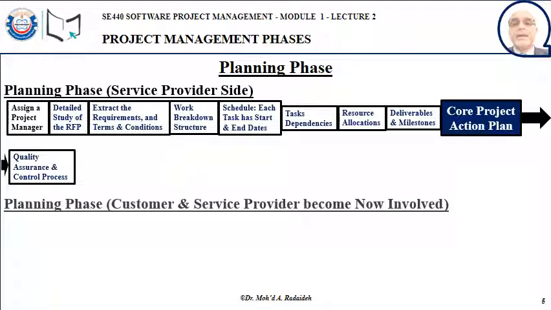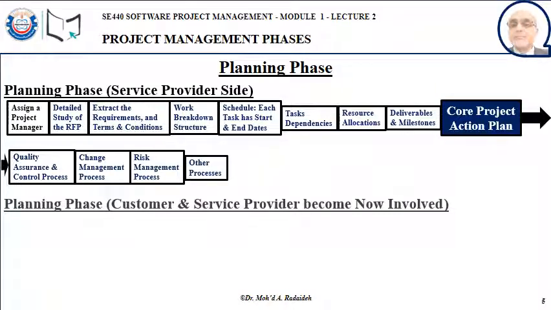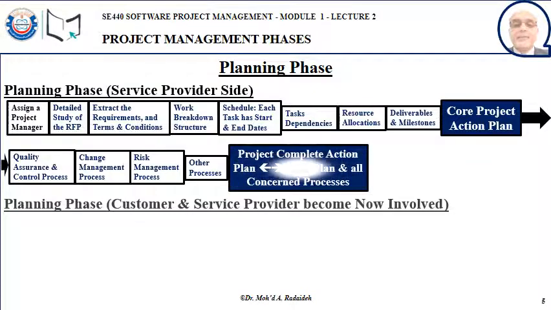Then we add the list of processes on the top of the core project action plan in order to achieve the complete project action plan. These processes include, but not limited to, the quality assurance and control process, the change management process, risk management process, and other processes. There might be many others like team management, team building, financial management process, etc., correspondence process, and so forth. Once we have all these processes in addition to the core project action plan, then we can say that now we have a complete action plan for the project.